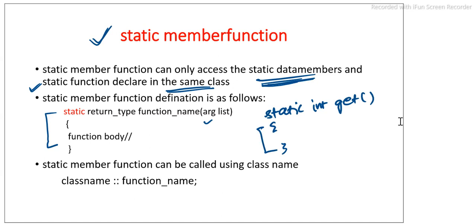A static member function can be called using the class name. So inside the main function also you can call this function using the class name. So the syntax is class name, scope resolution operator, function name. For example, if the class name is Demo, then scope resolution operator, function name is get. So like this also we can call this function inside the main function.